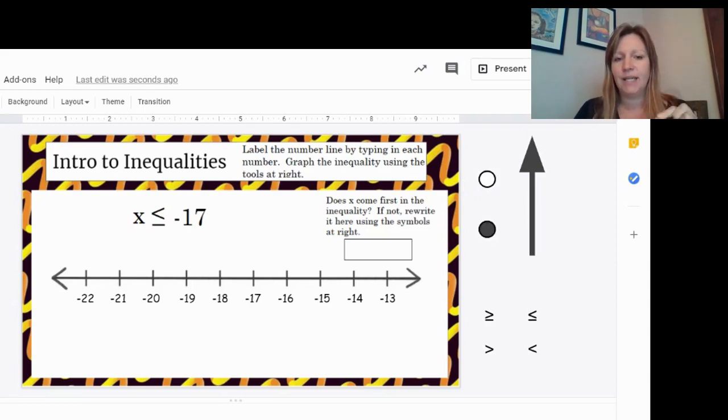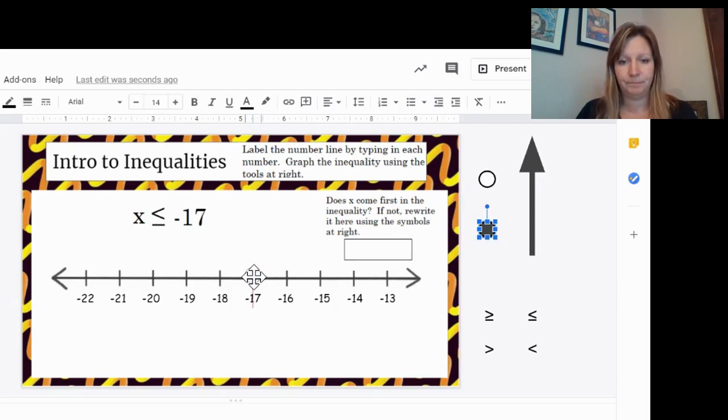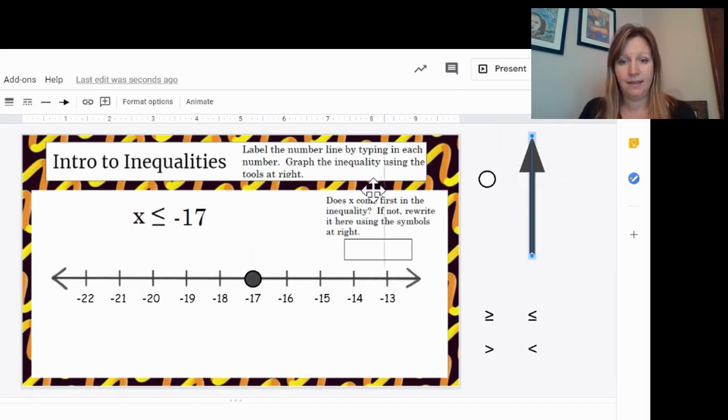And in this case, because it's including the negative 17, because it has this line underneath, we are going to use a closed circle at negative 17. Okay, so I have my closed circle at negative 17. Now I need to shade less than. So that's going to be to the left of the circle.